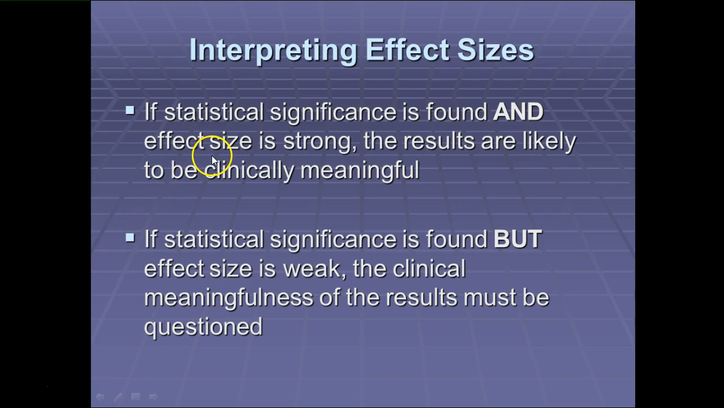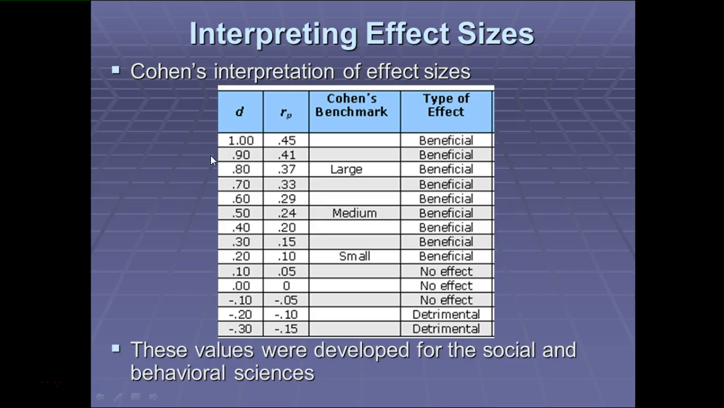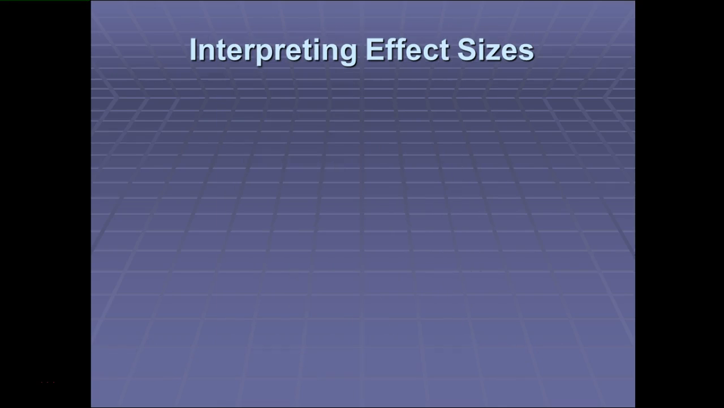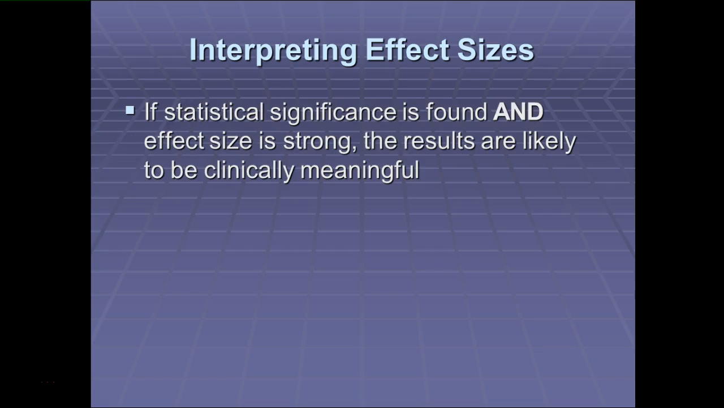So how do we interpret effect sizes? I gave you the scale on the last page, and I said a 0.8 would be considered large, a 0.5 would be considered a medium effect, and a 0.2 or below would be considered a small or a null effect. So how do we interpret this? Number one, if statistical significance is found and the effect is strong, so greater than or equal to 0.8, the results are likely to be clinically meaningful. That is intuitive. It makes sense.